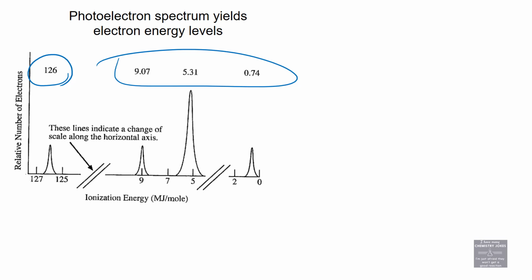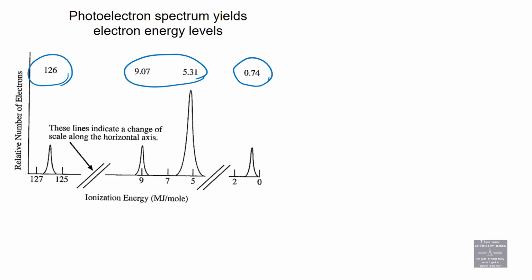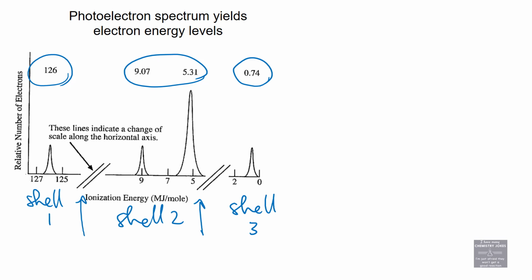But these two are pretty similar in energy. As far as megajoules go, those are pretty similar in energy. And then this one is another one that's pretty different in energy. So we've got breaks along the x-axis that show us this first peak is pretty significantly different from the middle two, and those middle two are significantly different from that last one. So what that really leads me to is to say this is shell 1, this is shell 2, and this is shell 3. We really only have 3 shells of electrons represented here.